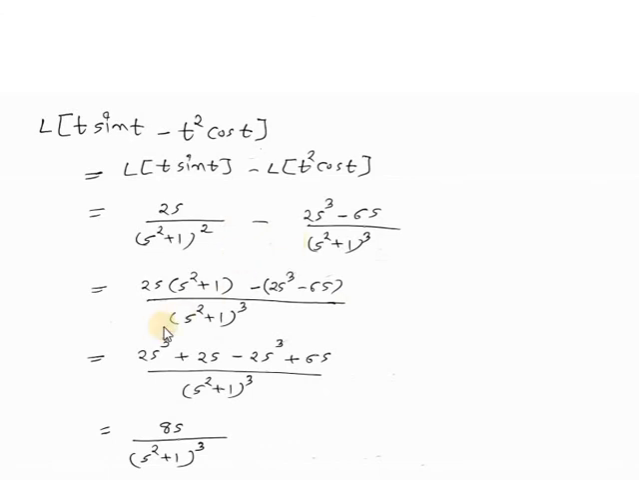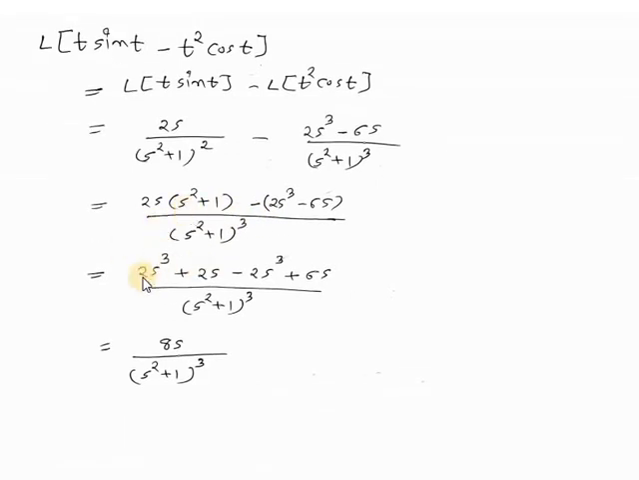So here taking LCM, divided by (s square plus 1) whole cube, here multiplying by s square plus 1, so it will be 2s into (s square plus 1) minus in bracket (2s cube minus 6s) whole divided by (s square plus 1) whole cube. So this will be 2s cube plus 2s minus 2s cube plus 6s, whole divided by (s square plus 1) whole cube. So 2s cube and 2s cube cancel out, and 2s plus 6s will be 8s. So 8s divided by (s square plus 1) whole cube. So this is our final answer.